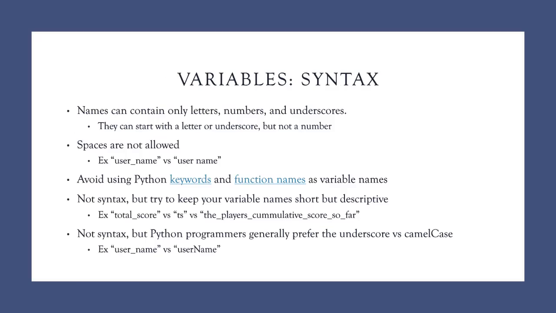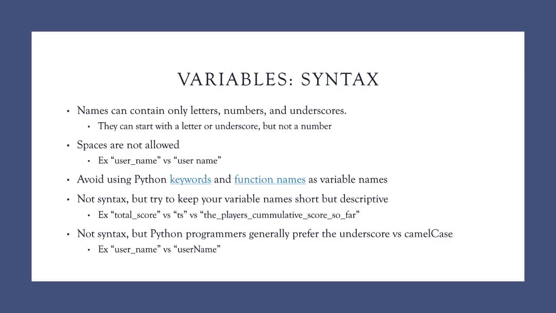So some syntax around variable naming. Names can only contain letters, numbers, and underscores, and they can only start with a letter or an underscore. They cannot start with a number. Spaces are not allowed. So for example, I can say user_name, but I cannot say user space name. You want to avoid using Python keywords and function names as variable names because that might be confusing. These keywords and the function names there are both links to their respective standard library documentation. So feel free to click on those and take a look.